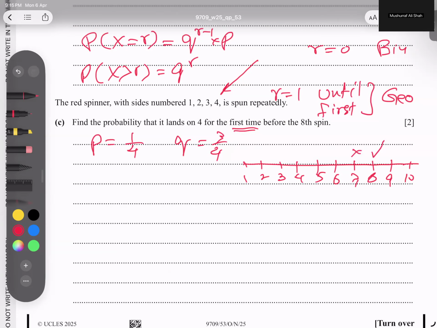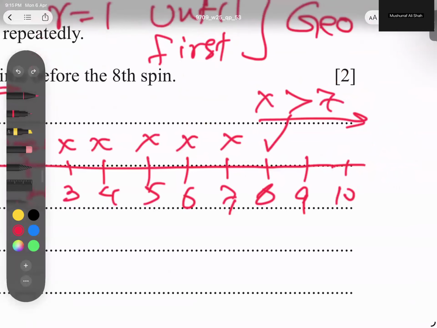Okay. Not possible here. These are not possible. We will not count it, so it is not appearing in the first 7 attempts. Make sure. But how to count this one? Can I call these values more than 7? Yes, I can call them more than 7. These values go till infinity, because it is endless.